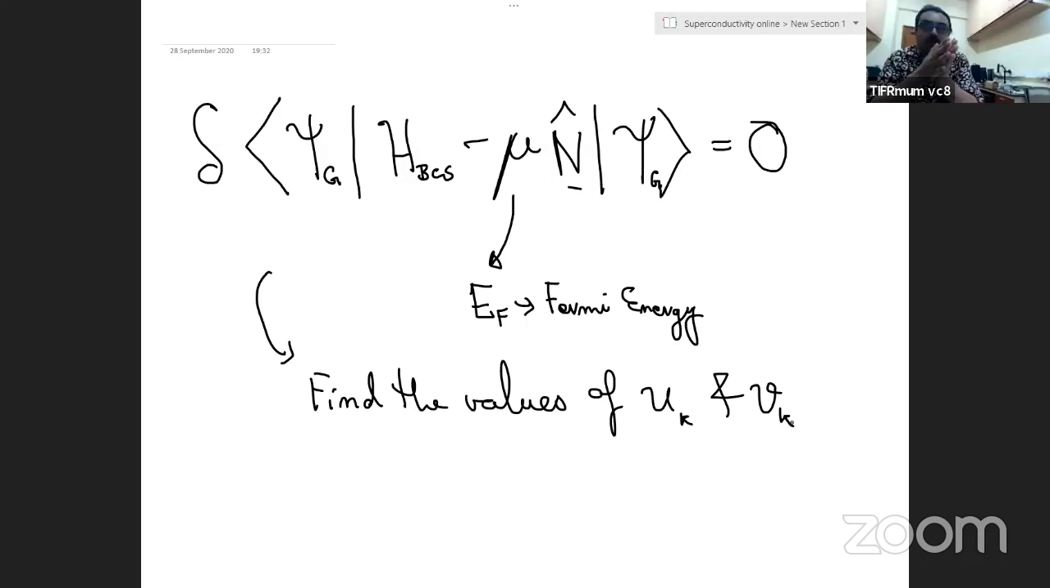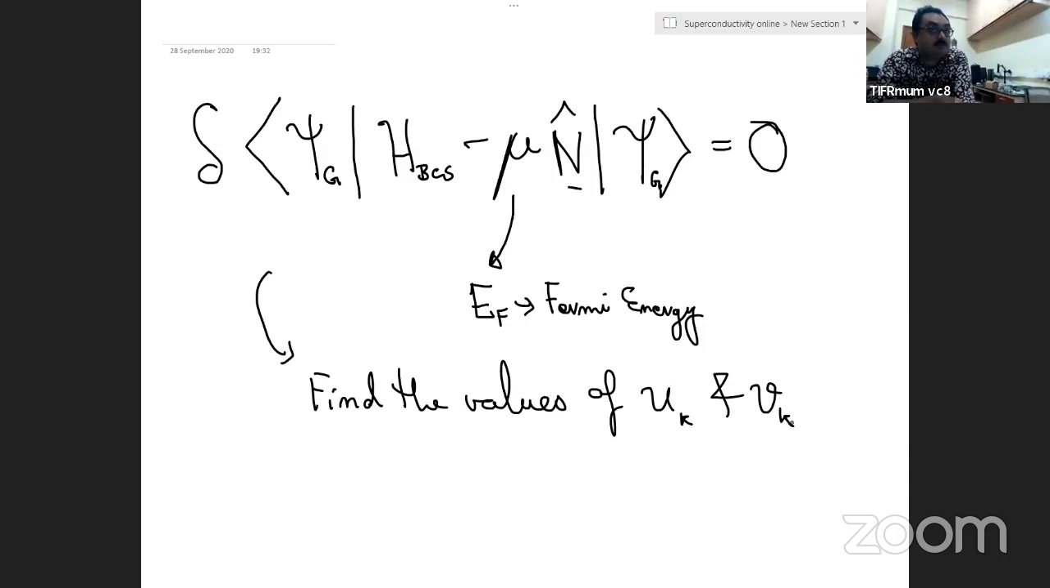Were you there in the Cooper problem? Because in the Cooper problem, we took exactly the same assumption. We took the center of mass momentum to be 0. If you put in a center of mass momentum, you will get a higher energy state, because the center of mass momentum will give you a kinetic energy. All right. Thank you, sir.